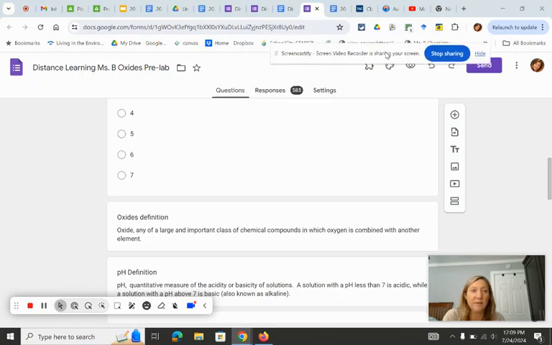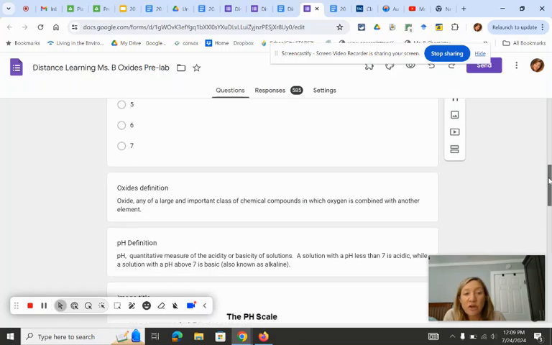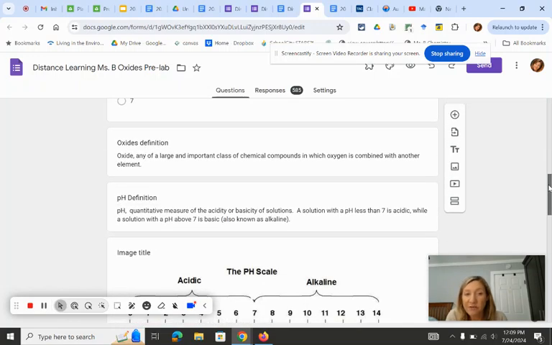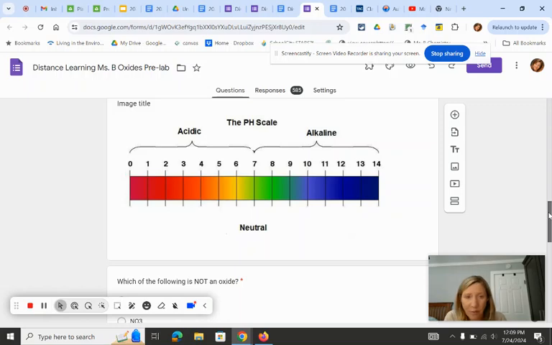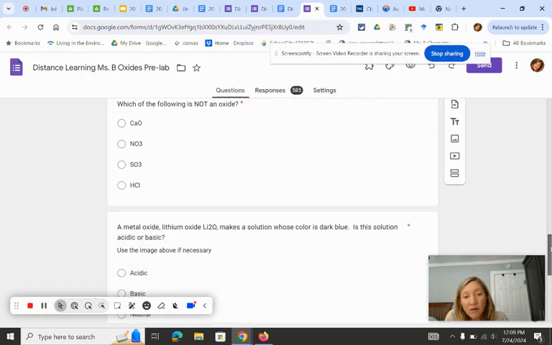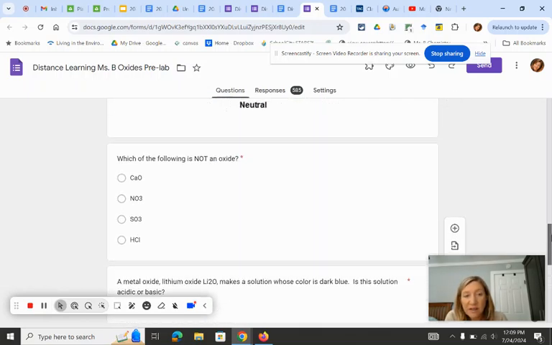All right, guys. So today, let me walk you through the Oxides pre-lab and post-lab. Pre-lab is pretty straightforward. It gives you the definition of oxides and the definition of pH, and gives you a pH scale here, okay? Then there are, I think, 4 questions that it asks you.